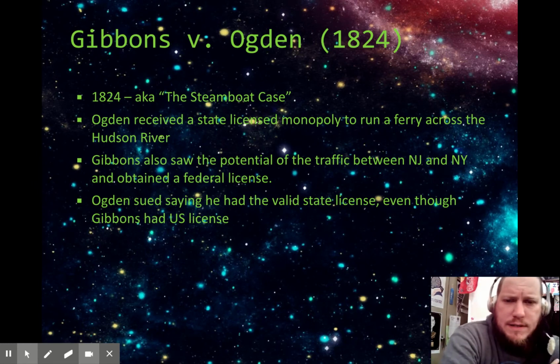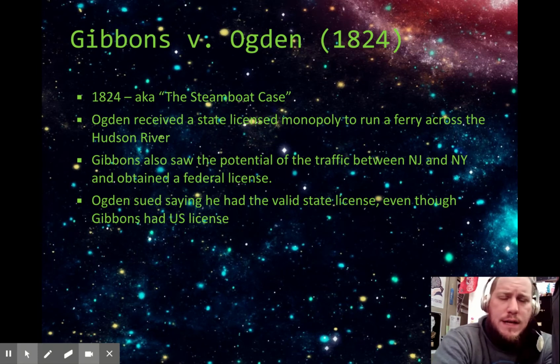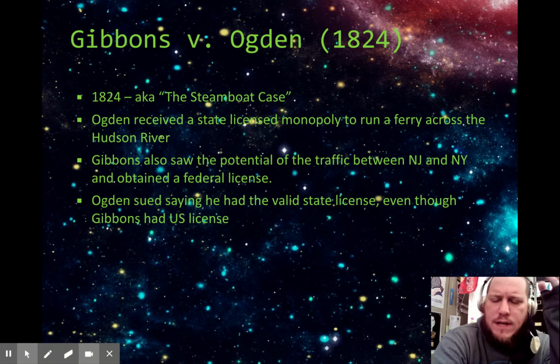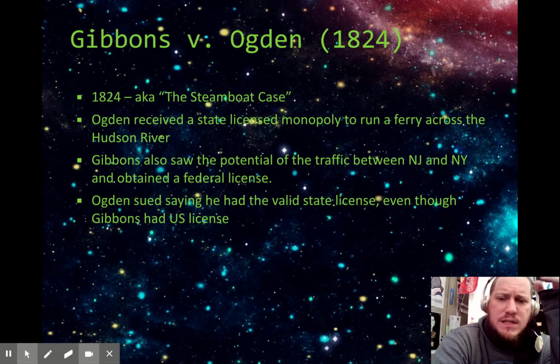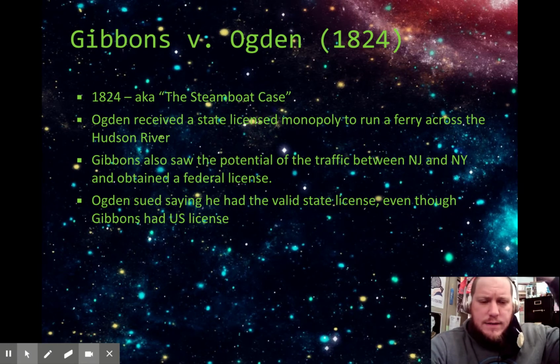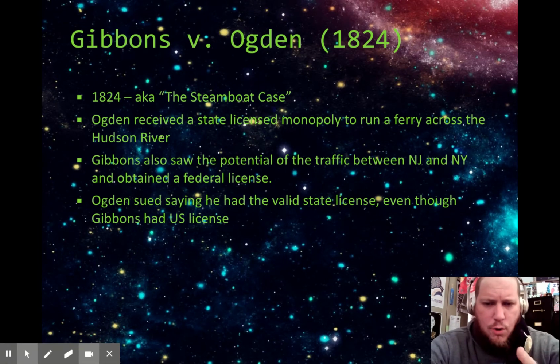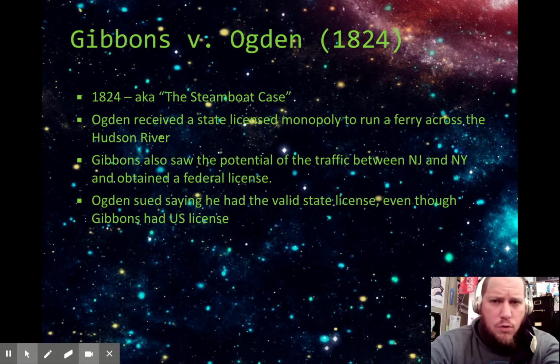There are two or three cases that we'll look at that deal with the Commerce Clause. The next one up is 6 years after McCulloch. It's in 1824, and it's the steamboat case. Ogden receives a state license monopoly from the state of New York to run a ferry across the Hudson River. If you're not familiar with your New York geography, the Hudson River is the boundary between New York and New Jersey.